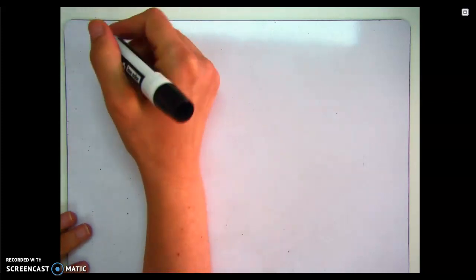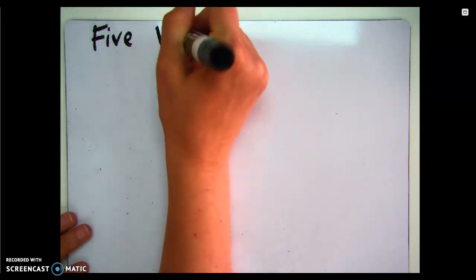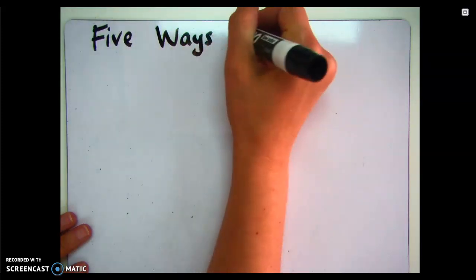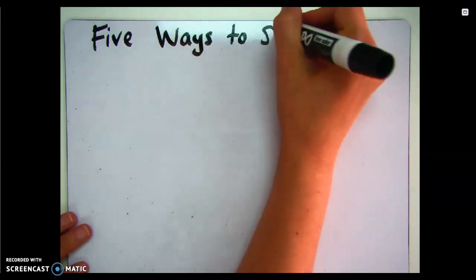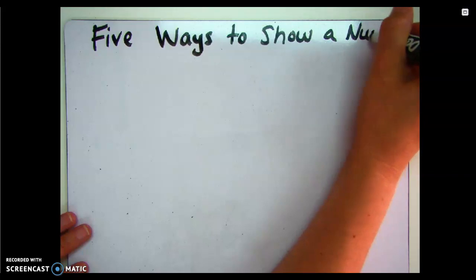Good afternoon, everyone. In today's lesson for math, we are going to be talking about the 5 ways to write or to show a number. So I'm going to put that up on my whiteboard. 5 ways to show a number.